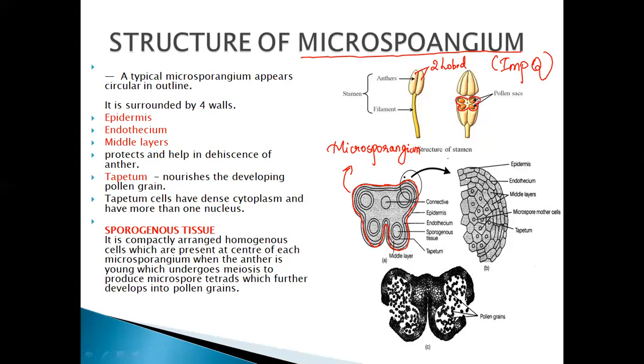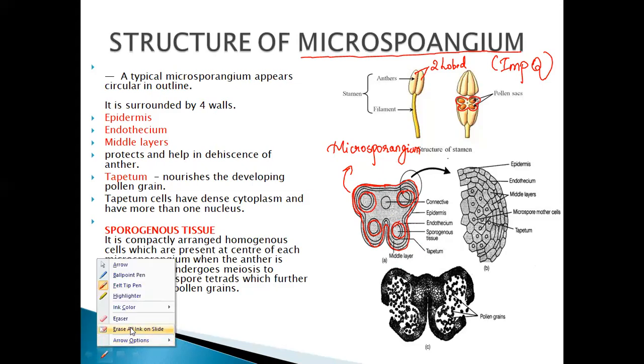Now this tetragonal structure has got 4 microsporangia. How many? 4 microsporangia. Now what is the function of these all? A typical microsporangium appears somewhat circular in outline. Though it is a tetragonal structure, it appears circular in outline. Clear, students?